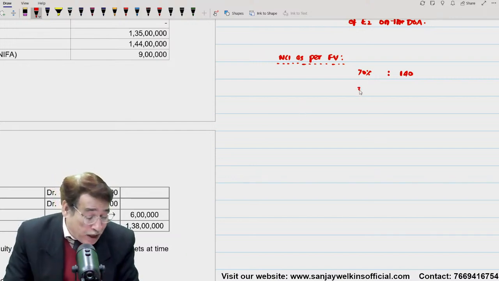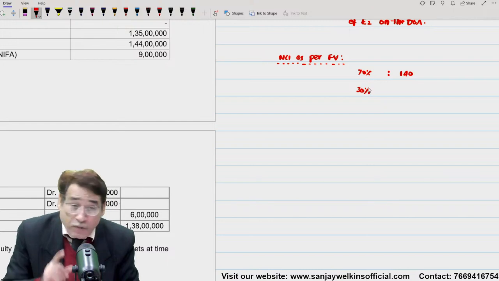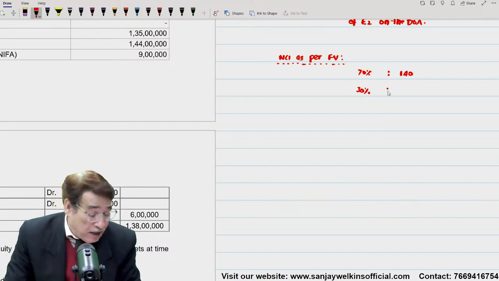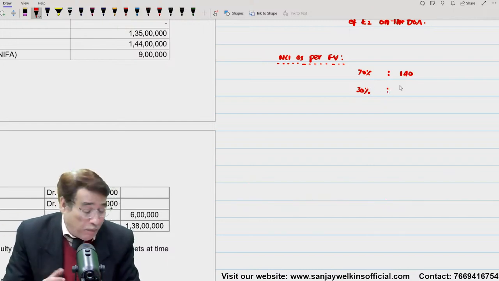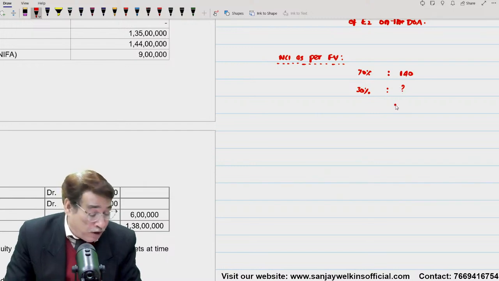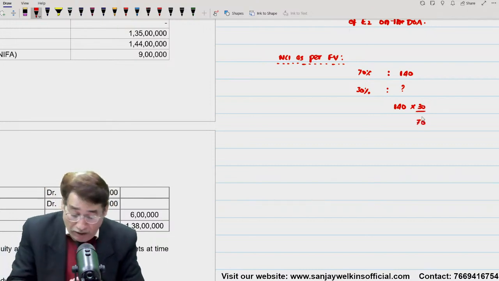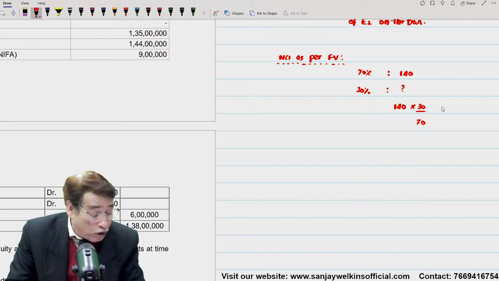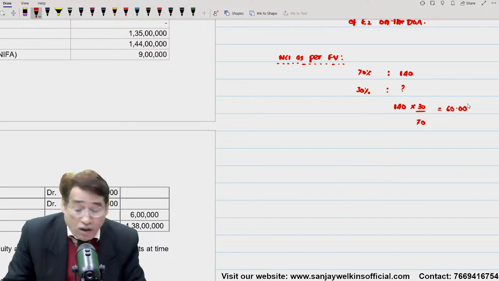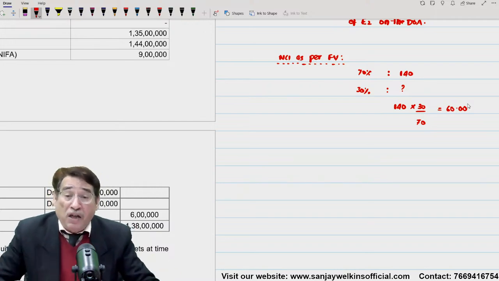If you would have acquired 30%, 30% is the NCI interest, correct? So for 30%, what value would you have churned out? That is 140 into 30 divided by 70. That comes to, according to my calculation, a pretty high figure, no problem at all. This time NCI is 60 lakhs.